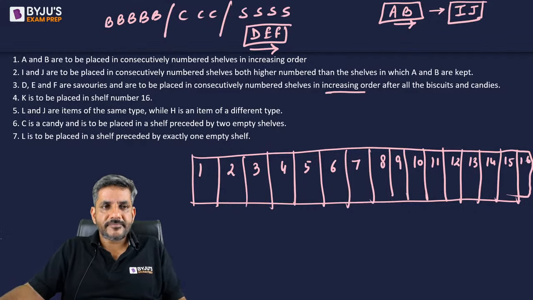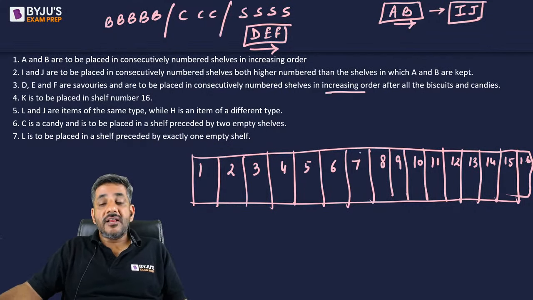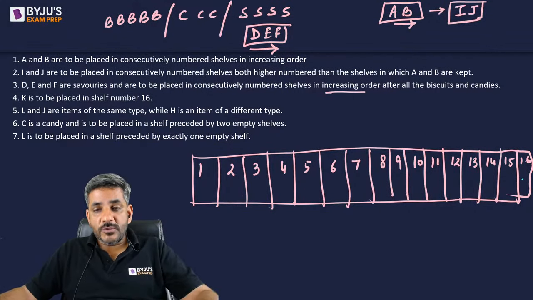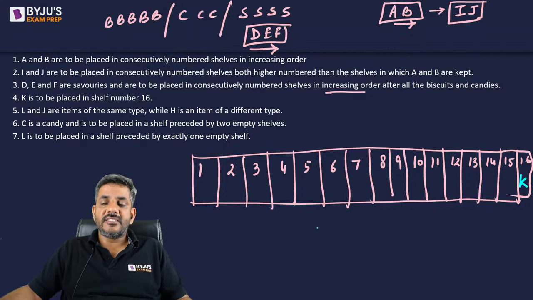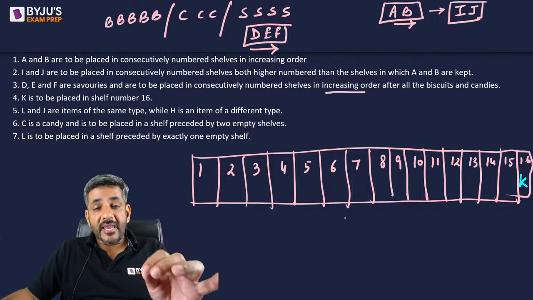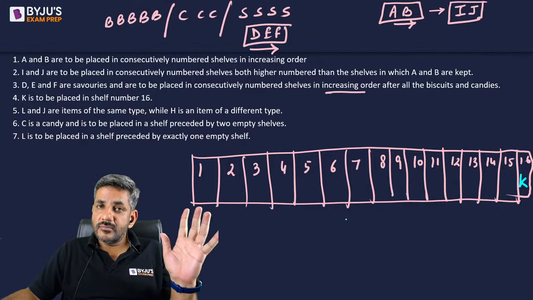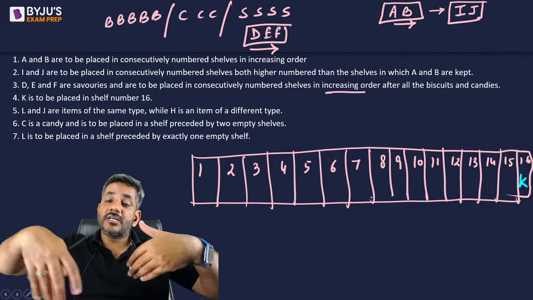आगे बढ़ जाते हैं. K is to be placed in shelf number 16. Oh, so now once we get to know that K is to be placed in shelf number 16, K must be a savory now, because savories are put after biscuits and candies.